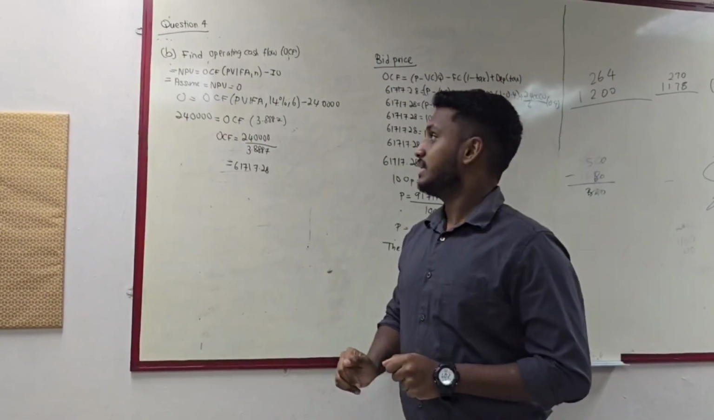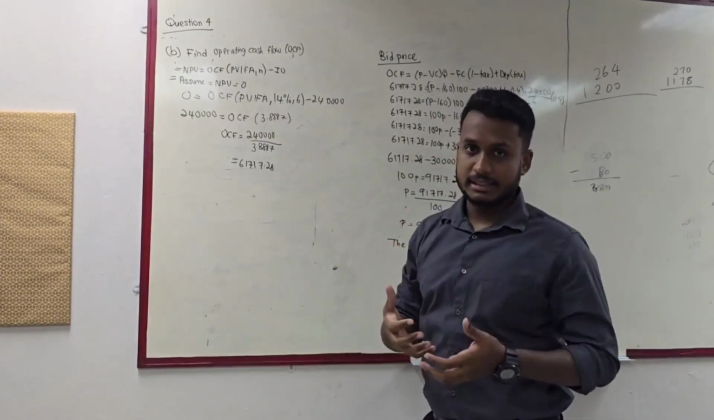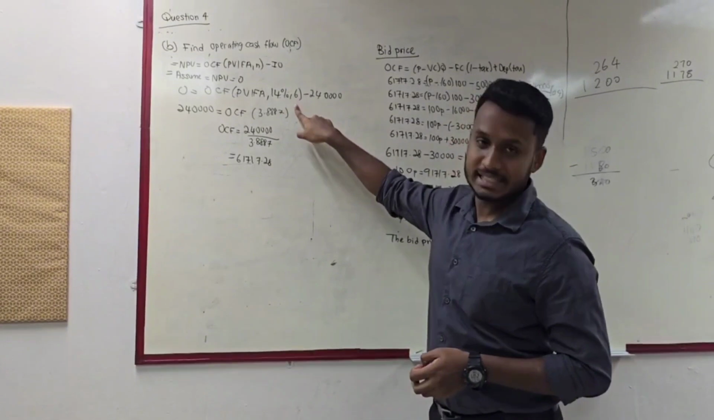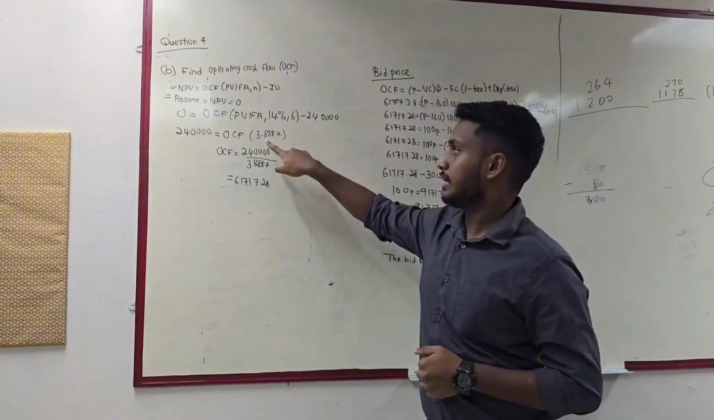So when we do this formula, we will get 61717.28. Okay. So the 14% we can get from the question itself, it's the rate of return 14%, and the 6 is 6 years. So we have to check in the PVIFA table to get this value.